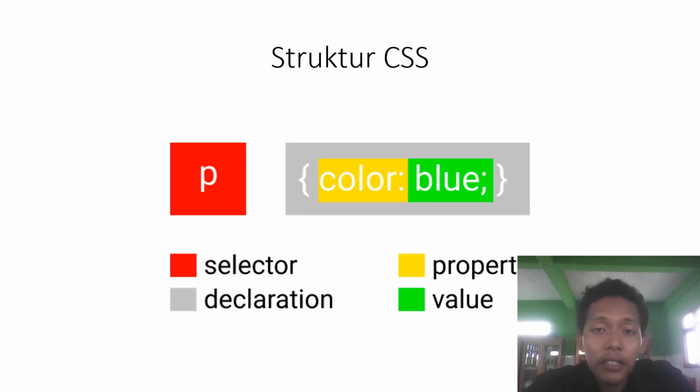Okay, this is the structure of CSS. CSS consists of a selector, a CSS declaration, and then a property and value inside the declaration. The selector is used to select the HTML element that will have CSS applied. The property is used to determine the type of CSS. The value is the content of the property.